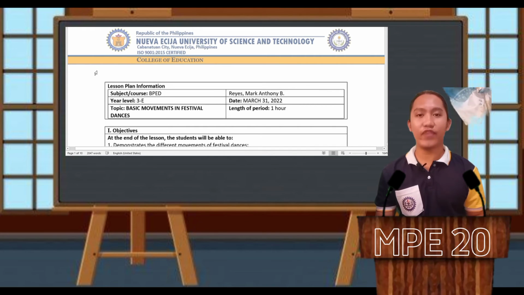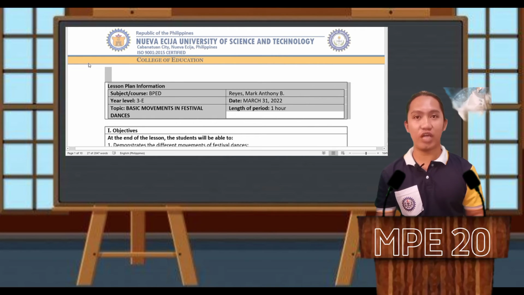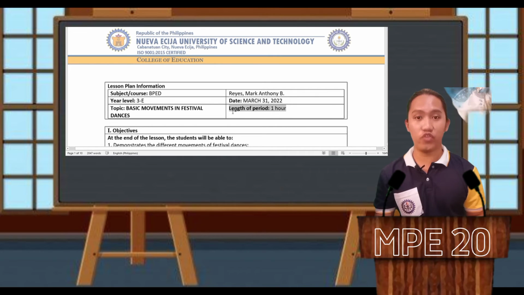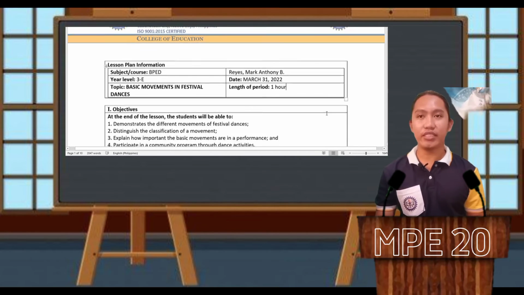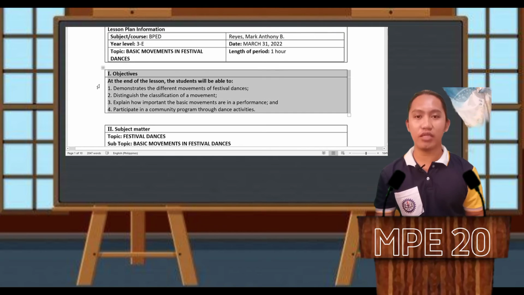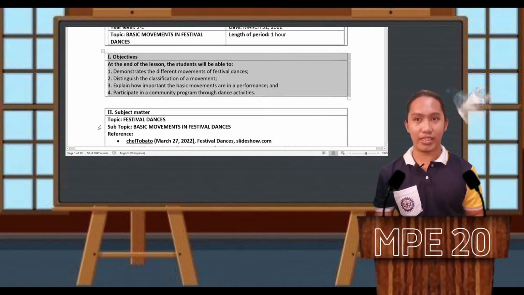And for the first phase of my lesson plan, you can see here the subject, the year level, the topic, the name, date, and length of period. When we say length of period, this is the duration of your teaching time in a schedule or in your meeting during the class. Next to that are the objectives. Here you can see the expected outcomes that your students will gain throughout the lessons.